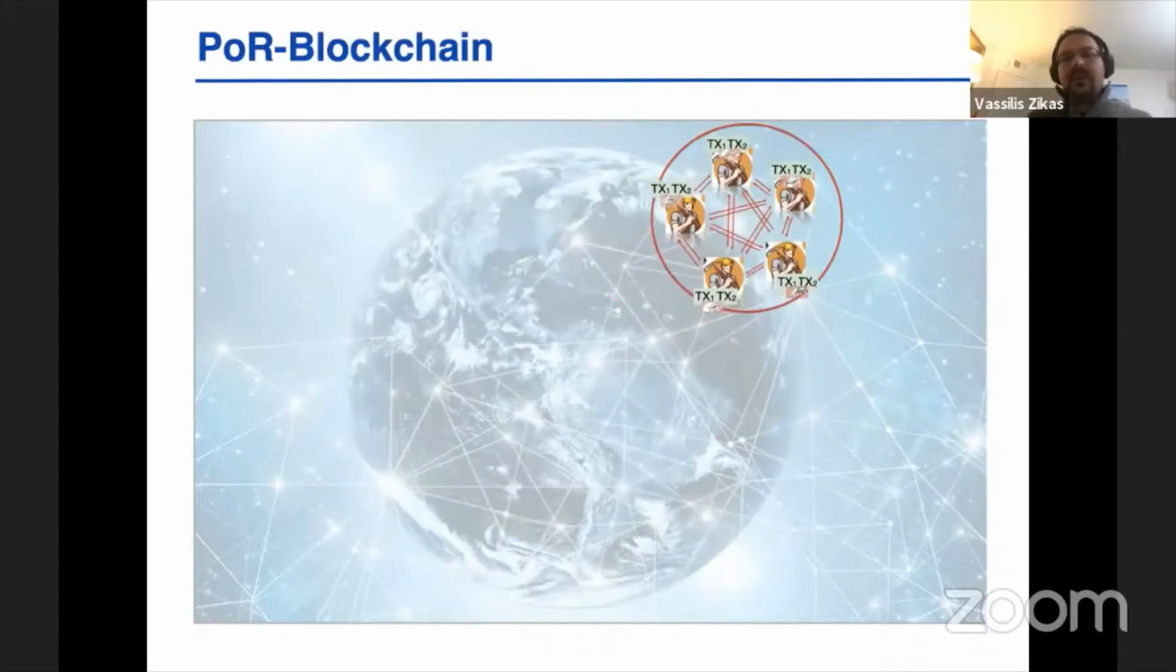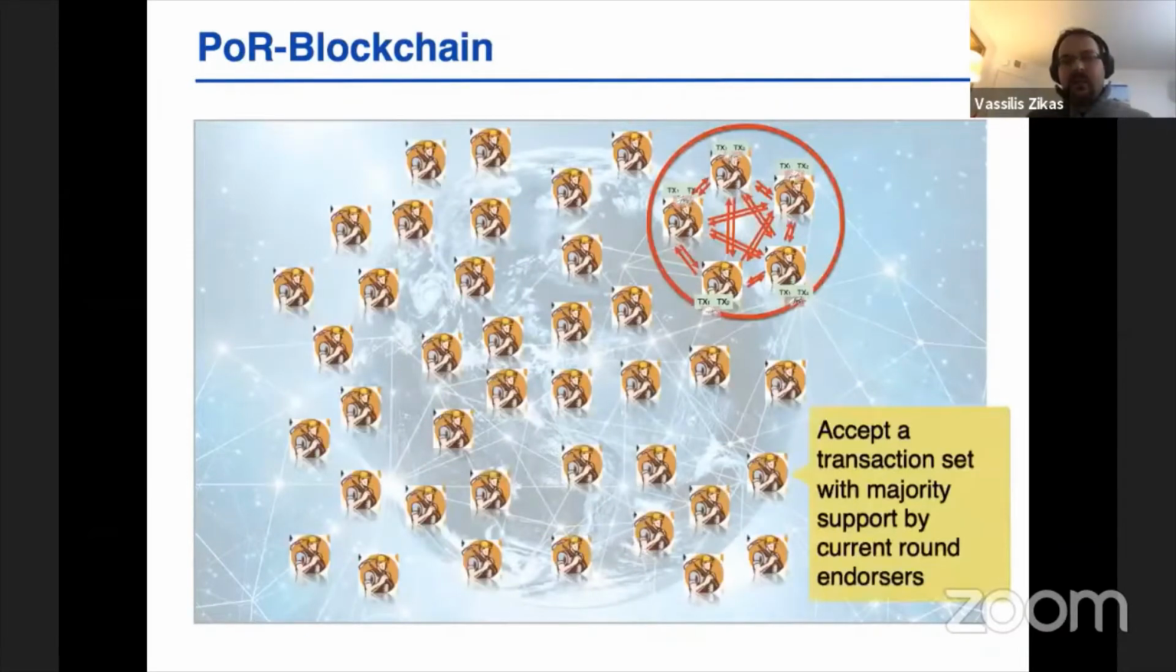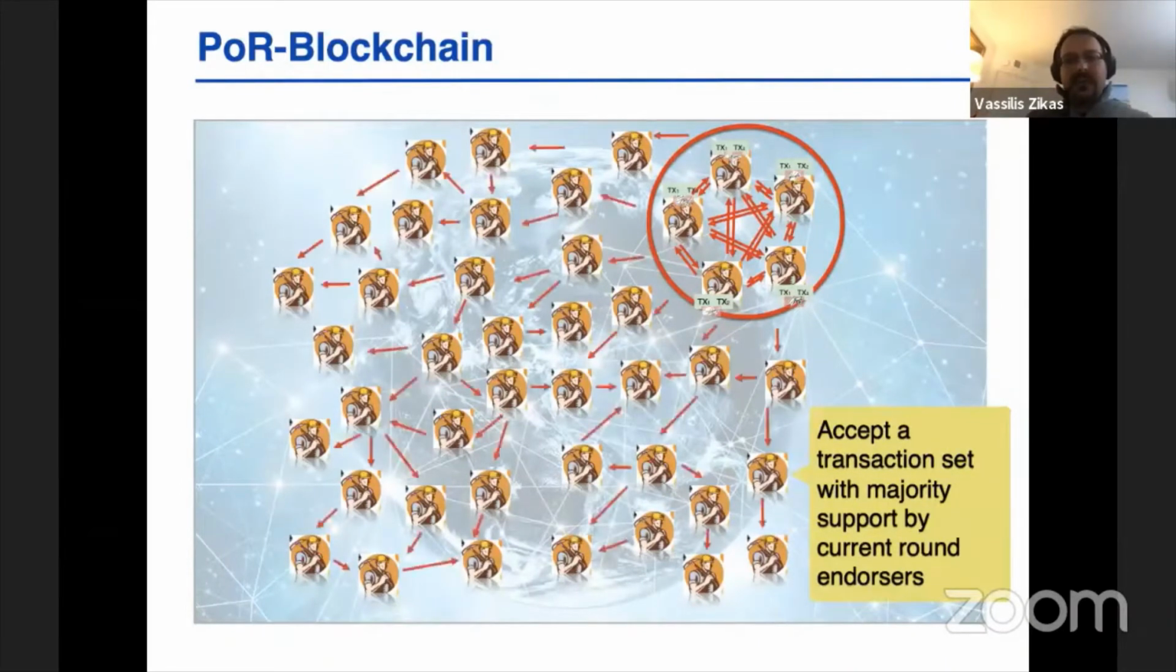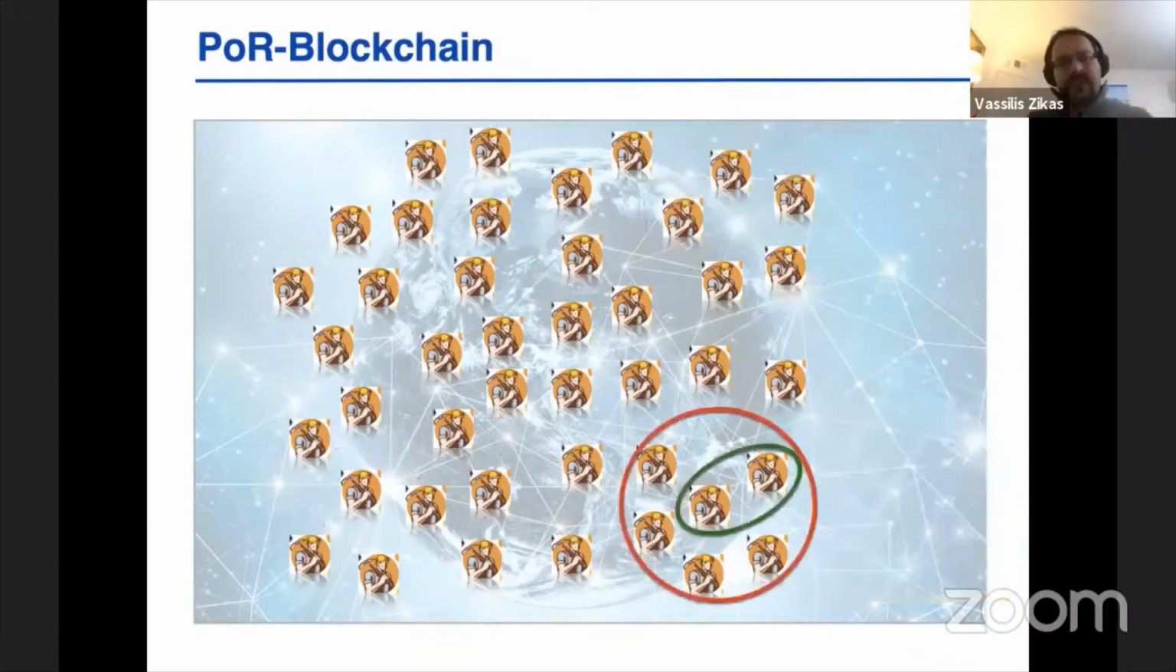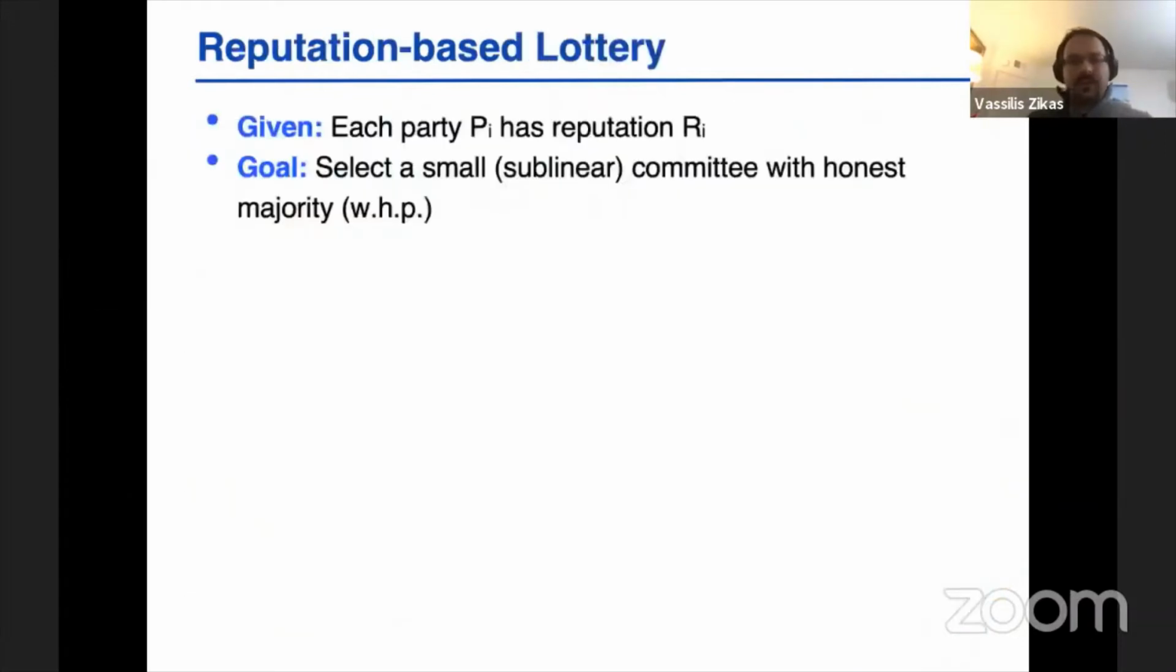And whoever hears such a set with a majority support propagates the set and the support to the rest of the network, which then accepts the message if there is majority support, or doesn't accept it otherwise. So the protocol is in general very simple. And then we advance to the next round, again another committee, and so on and so forth.